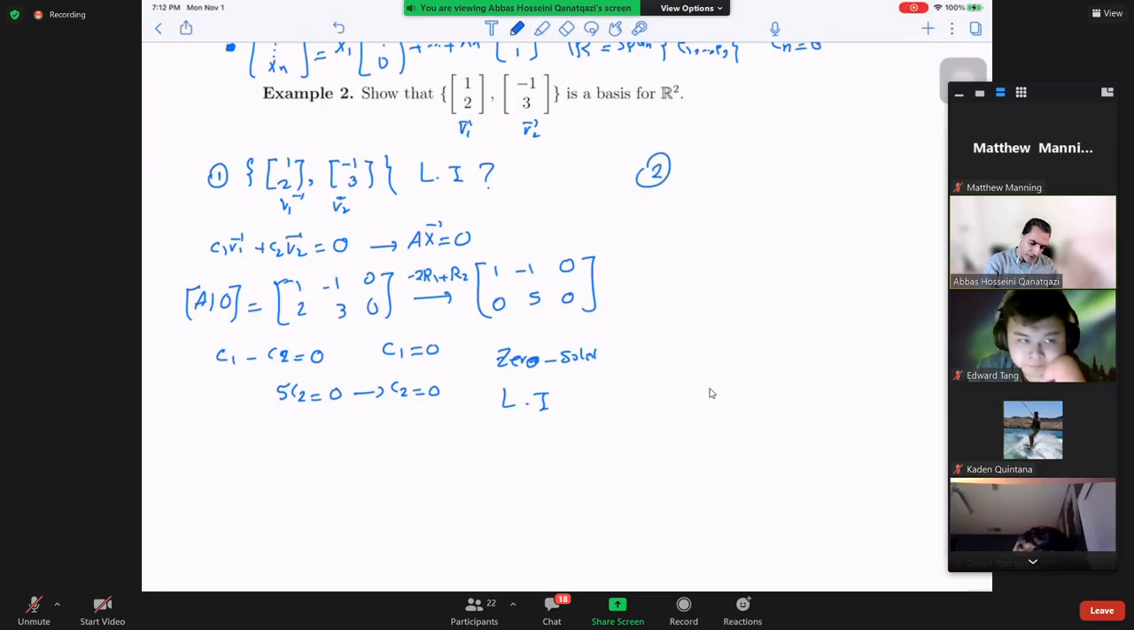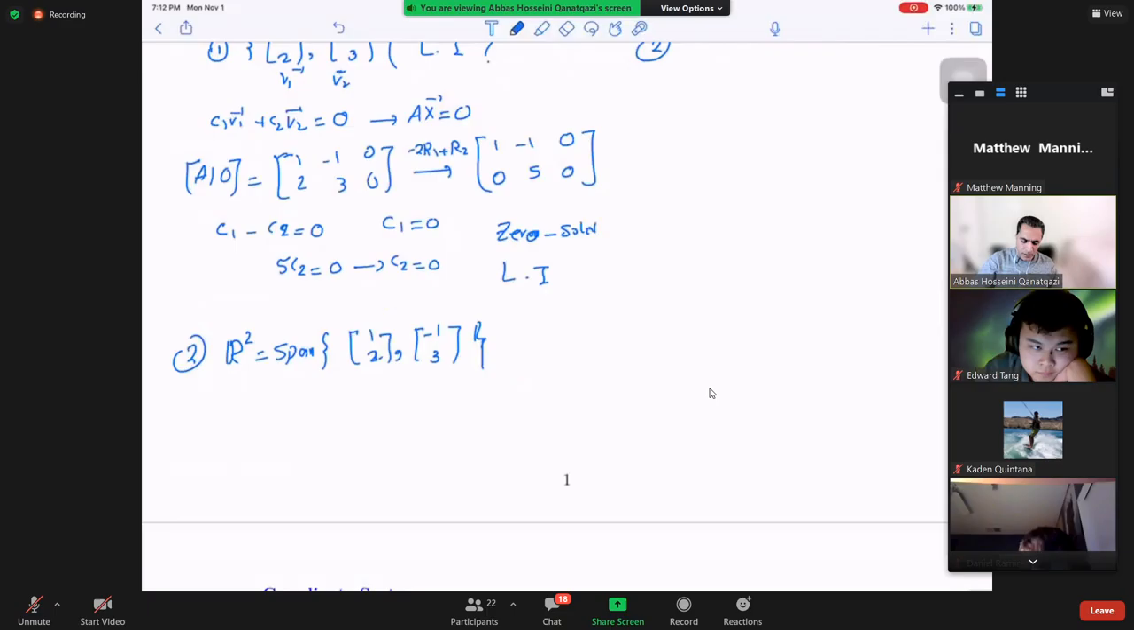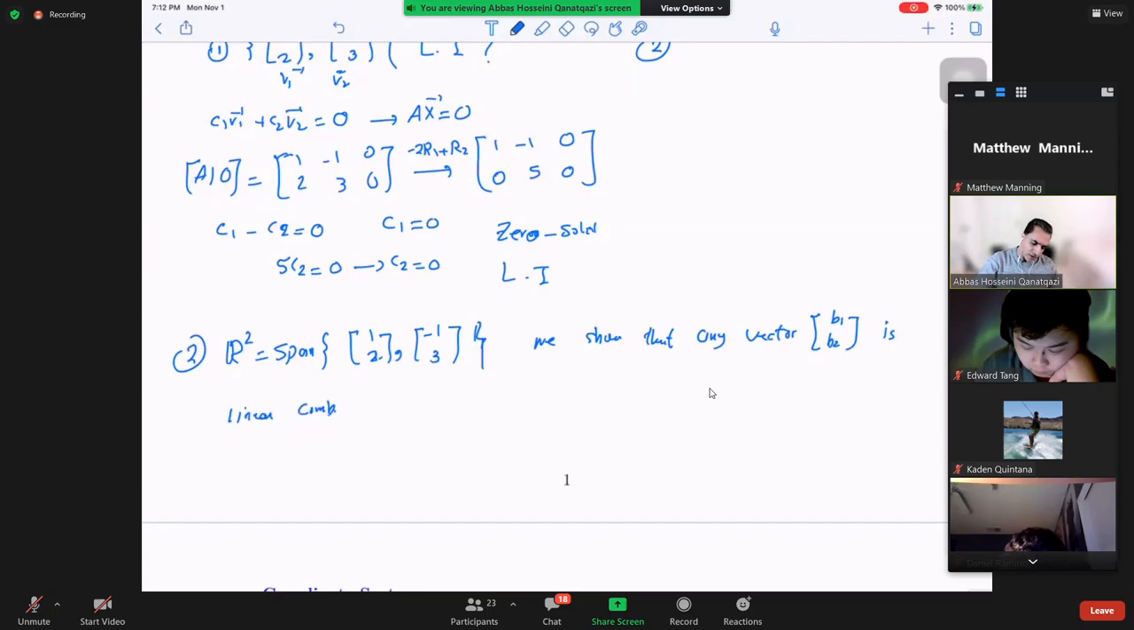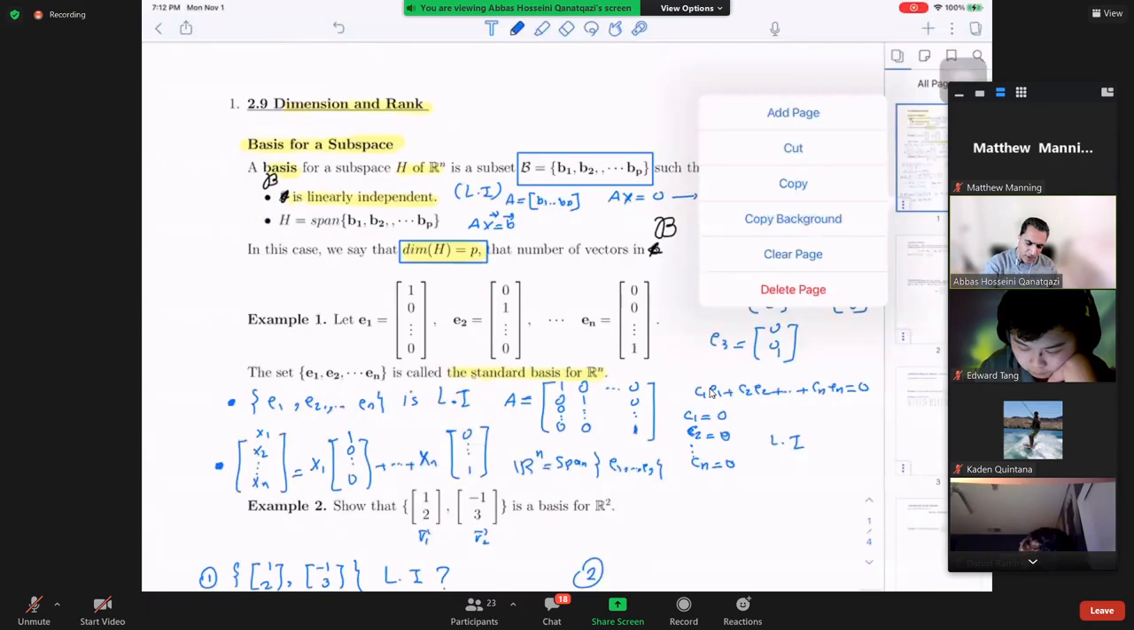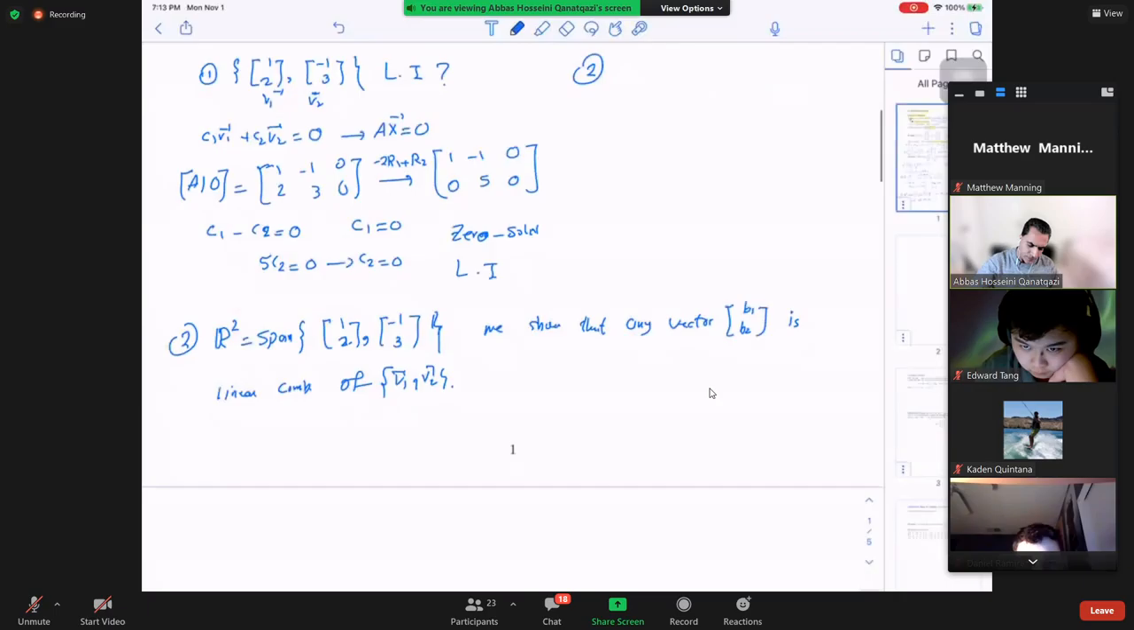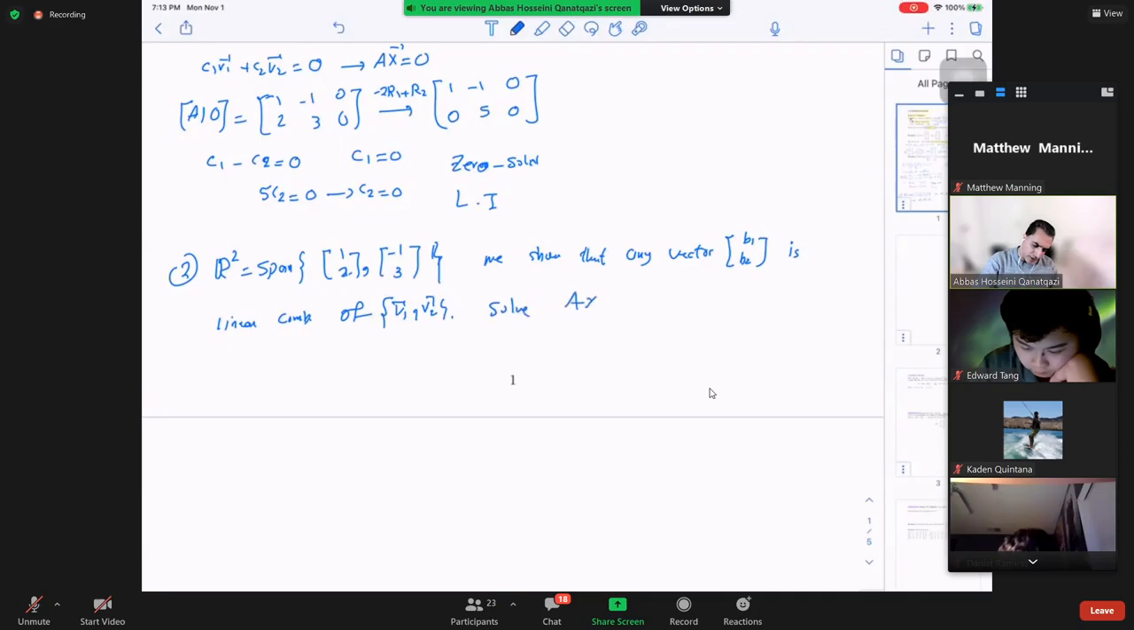R2 is spanned by (1, 2) and (-1, 3). How can we show that this set spans R2? We show that any vector (b1, b2) is a linear combination of, let me write, V1 and then V2. So to show this, we solve the system of equations Ax equals b, all right?